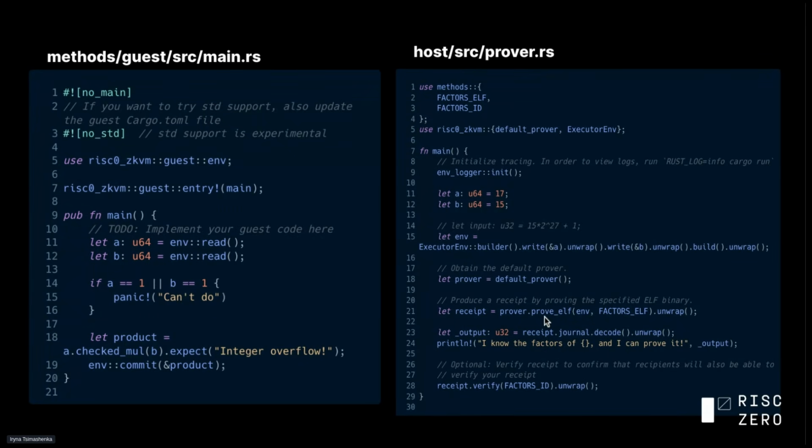We generate the receipt, and we get the receipt back from the prover, and we print the number output from this journal. And when we run the prover, we actually go into this method guest program, and here we read two integers. This is A and B, and then we multiply them and we commit the product. This is what we commit to the journal.